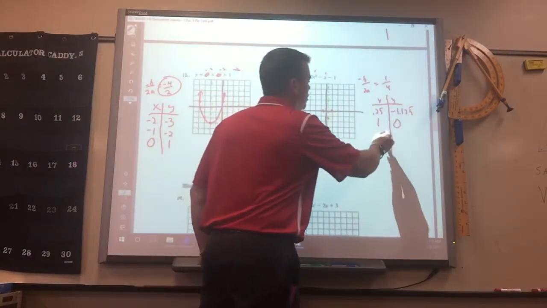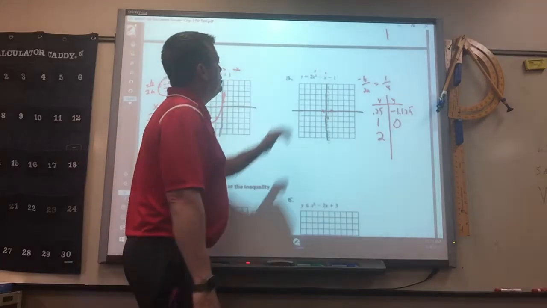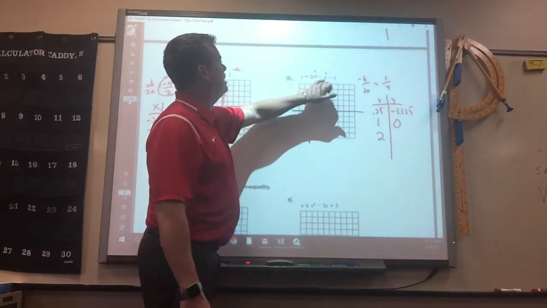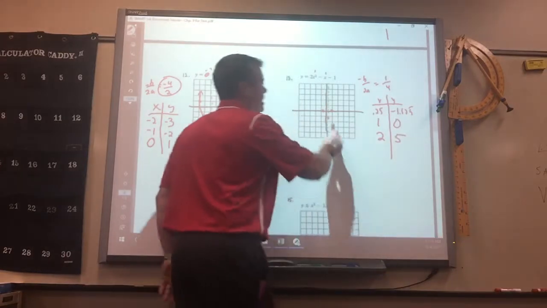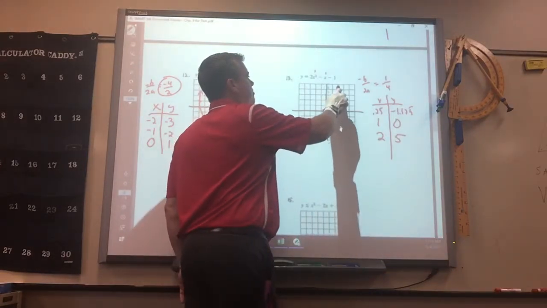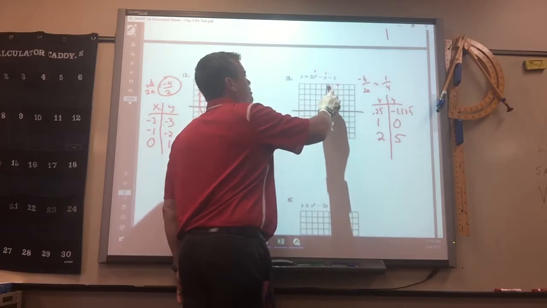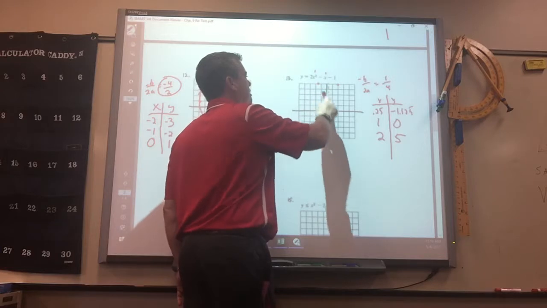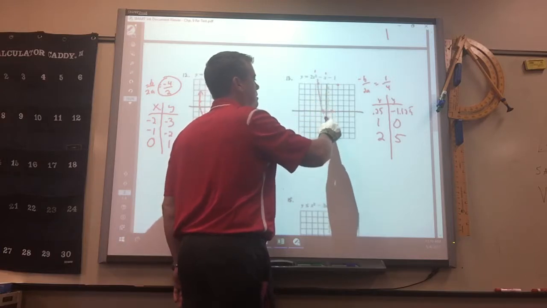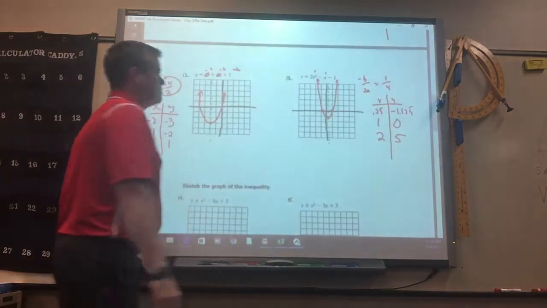Then I can put in 2. So if you put 2 in for x, we'd get 8 minus 2 minus 1 is 5. So 2 over 5 up, flip it over. Again, this is 1 3/4, so if I go 1 3/4, it'd be right there. And there's the problem.